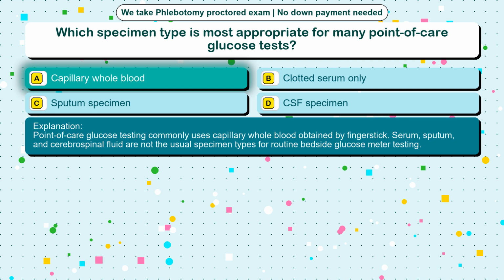Point-of-care glucose testing commonly uses capillary whole blood obtained by fingerstick. Serum, sputum, and cerebrospinal fluid are not the usual specimen types for routine bedside glucose meter testing.